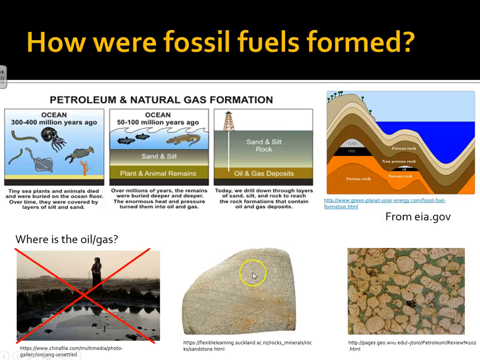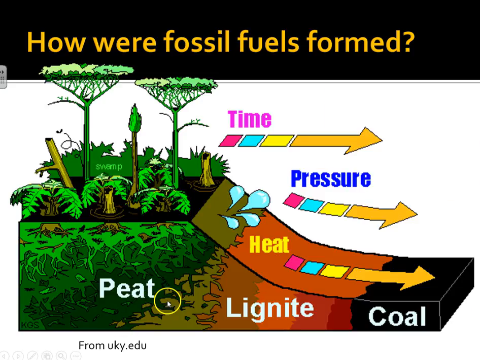Okay, so that's oil and natural gas. What about coal? Coal is formed through a similar process, except that there are two really important differences. One, it's all plant material. There might be a little bit of animal material, but it's almost entirely plant material. And two, instead of forming in a shallow sea, it actually forms in swamps.